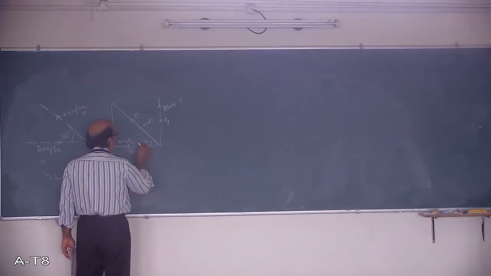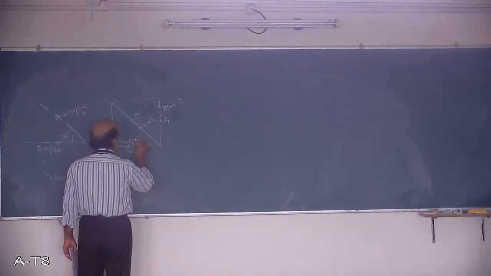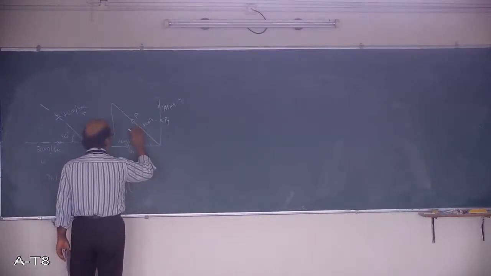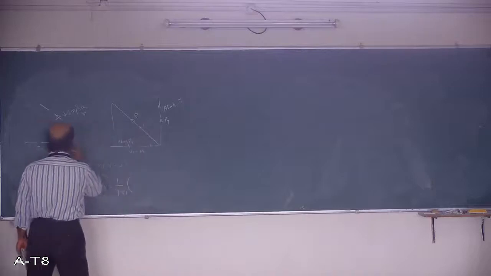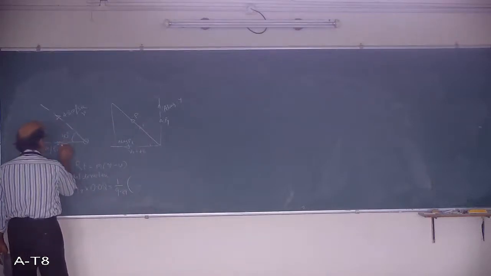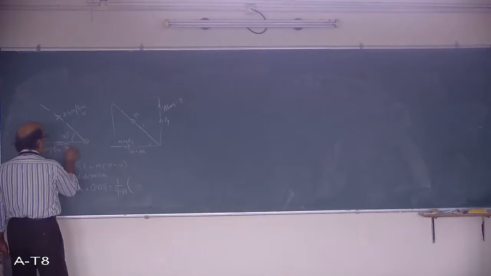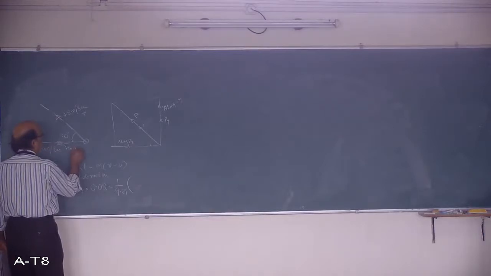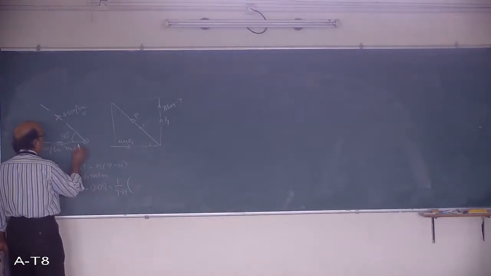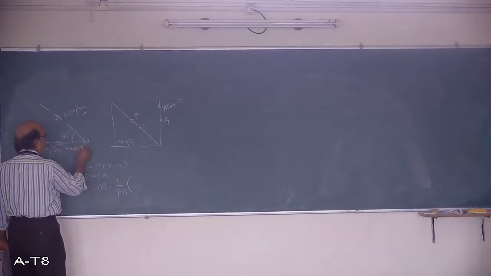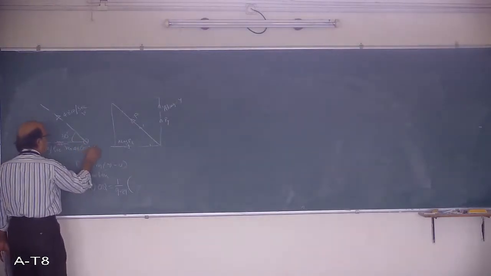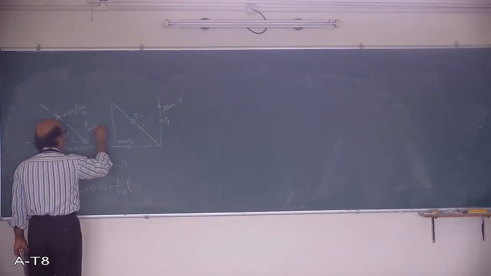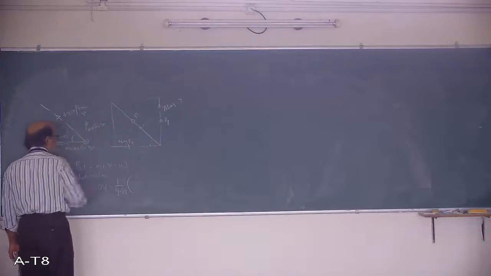48. As per this, P is okay. This is 30. I will not show P here. You can take the component along this direction as Px. I have shown it only for the diagram. Px is equal to 48 into cos 30, the component along horizontal. It is 48 cos 30. In the vertical direction, it is 48 sin 30.